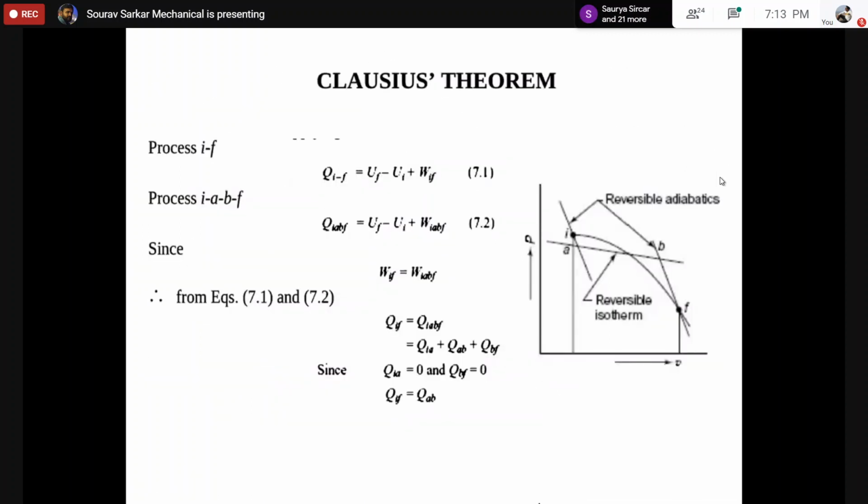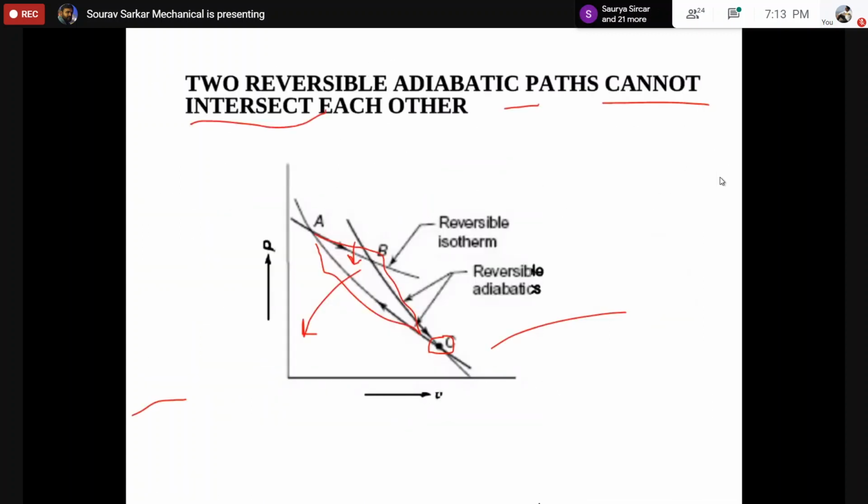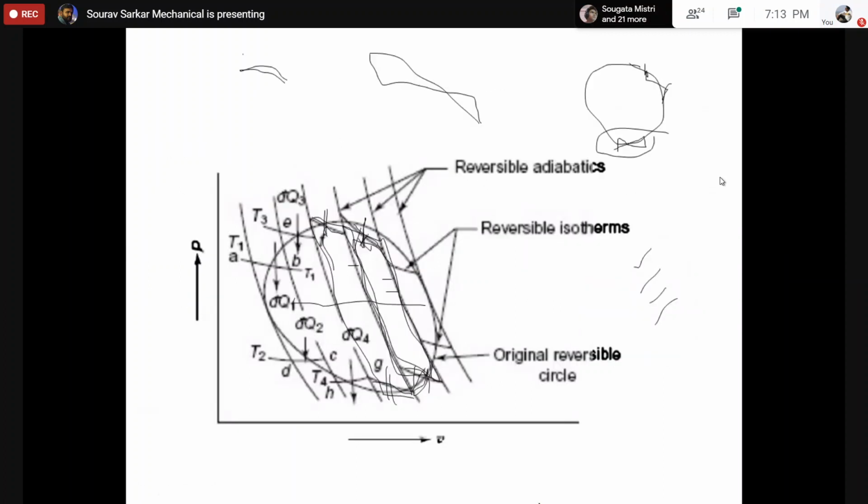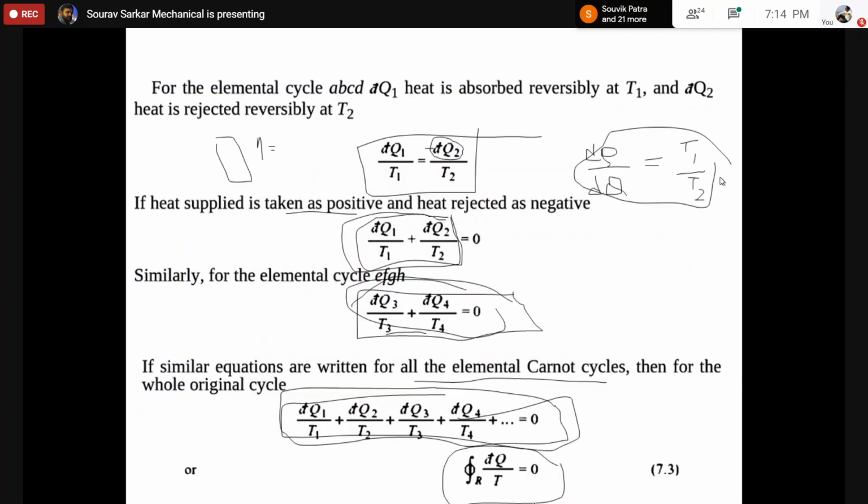So first I prove that two adiabatic lines cannot intersect. Then I prove that I can replace any line by three processes. Now I am trying to say that any cycle can be fragmented into several Carnot cycles. This is true if the previous one is true. Now I am proving that the cyclic integral of dq by T equal to 0. Now the question is that whenever you see cyclic integral of any parameter equal to 0, what is the physical meaning of that?